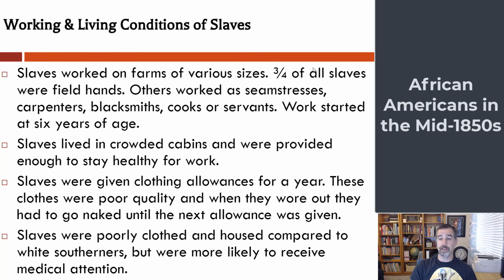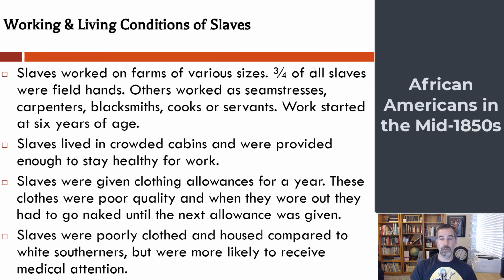They usually lived in crowded cabins, had dirt floors, and were provided just enough to stay healthy for work. They were given a clothing allowance for a year. The clothing was usually really poor quality, and when the clothing was wearing out and had holes everywhere, they just had to make do with what they had until they were given another allowance of clothes. So they were normally poorly clothed and housed, especially compared to white Southerners back then.